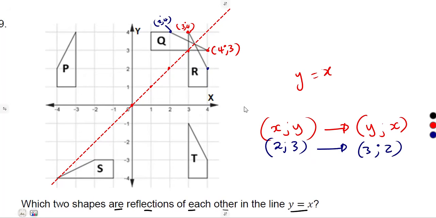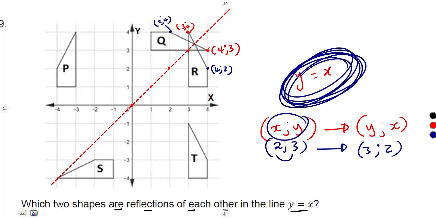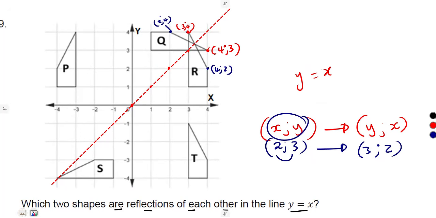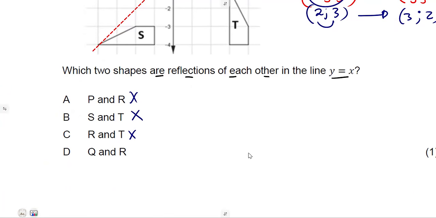It is corresponding: 4 versus 2. As we can see, 2, 4 becomes 4, 2. It was 3, 4 and it changed to 4, 3. It is interchanging like this. X and y do interchange. It only happens in the line y is equal to x, only. So Q and R is the best. It best describes what we are looking for.